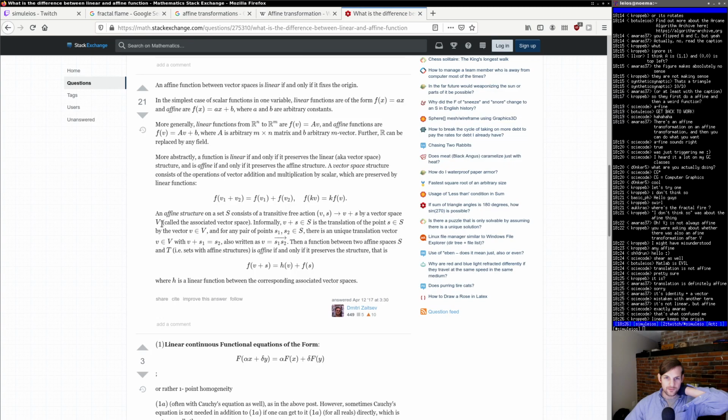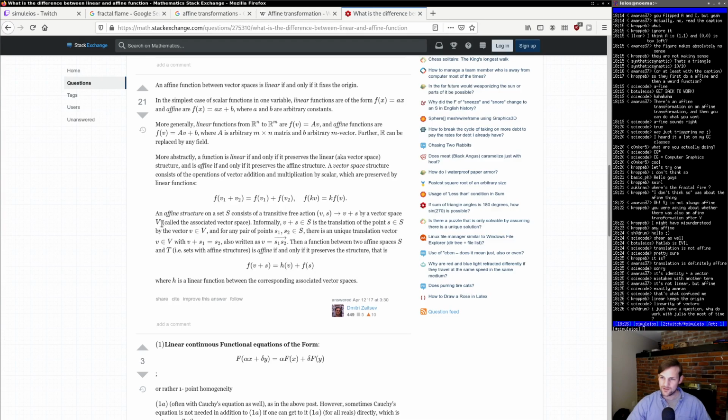A function is linear if and only if it preserves a linear structure. That doesn't help me, because obviously translation keeps a linear structure. I don't know why the definition is that it keeps its origin. That's my question: if you move something, I don't understand how that's not linear. I understand if the definition of linear is that it keeps the origin. Fine, that's the definition, but it's weird to me.